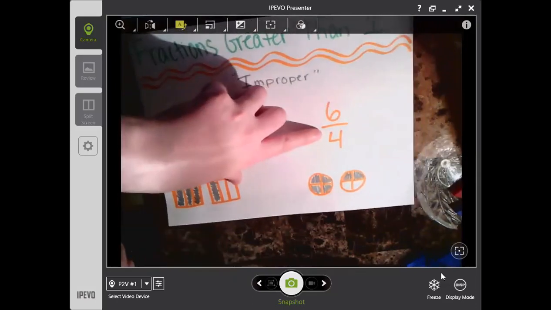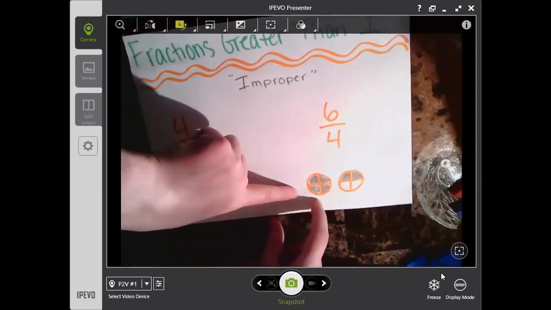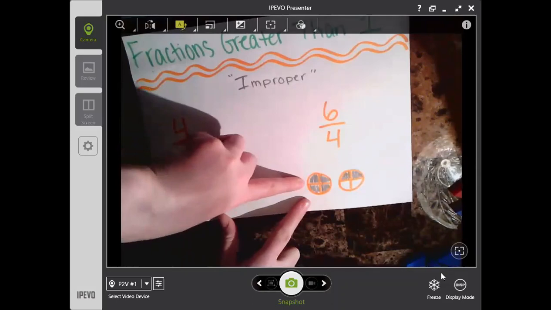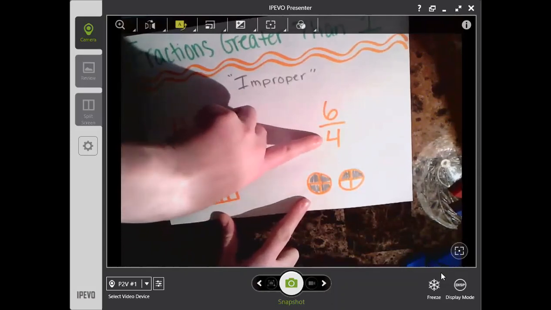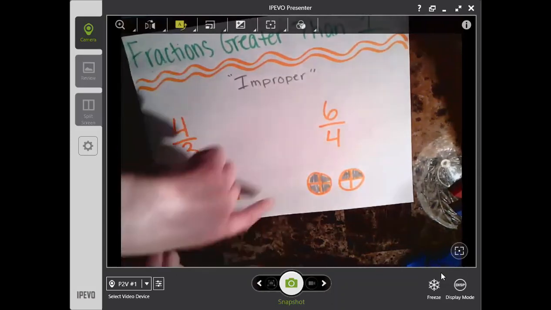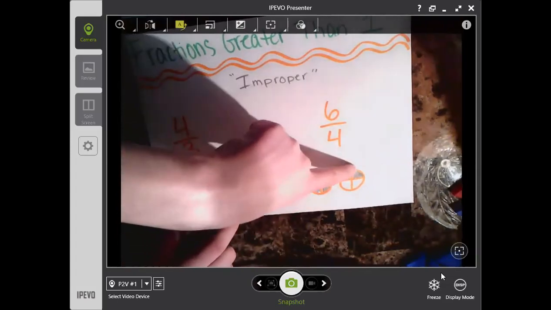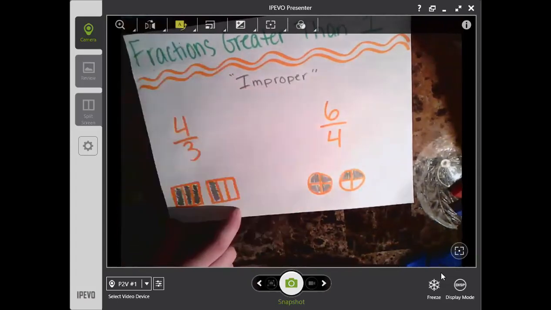Over here, it's the same thing. I have 2 models. Each of these represents one whole, but they're split into 4 pieces each, which is why my denominator is a 4. They're split into fourths. Here I have 4/4 shaded, 5/4, and 6/4.